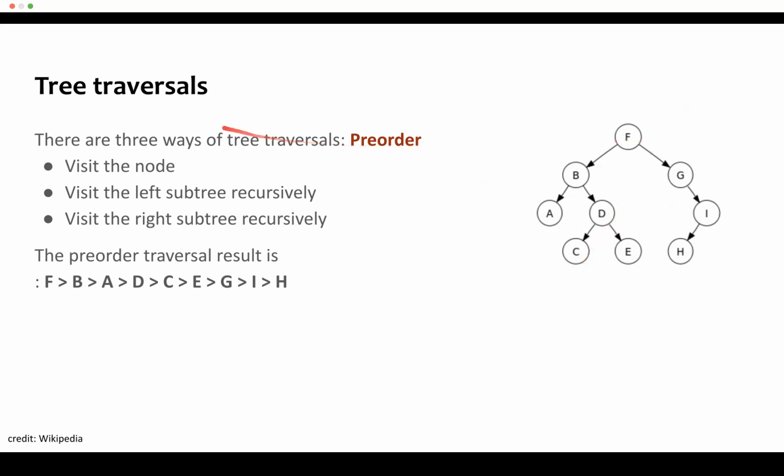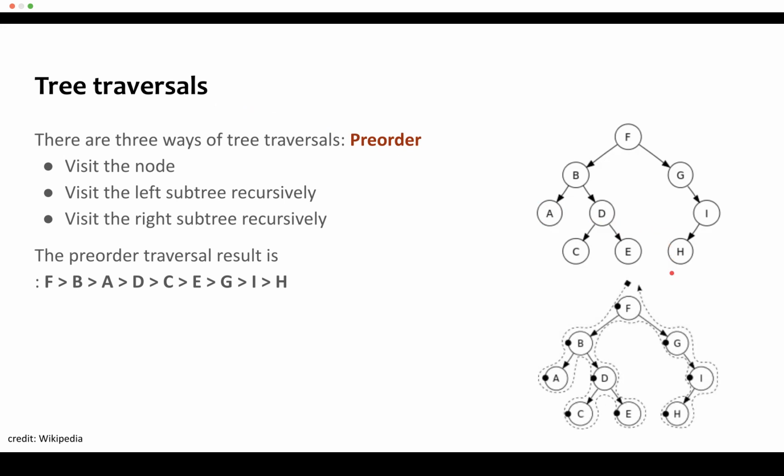So tree traversal itself is recursive. And we are going to implement tree traversals using recursion. And a very simple way to find out the pre-order traversal result is drawing this diagram. So we start from the root and draw this line like this.